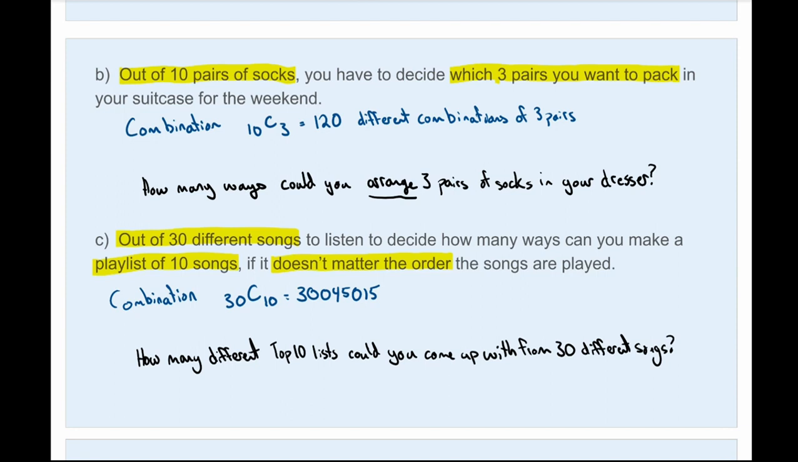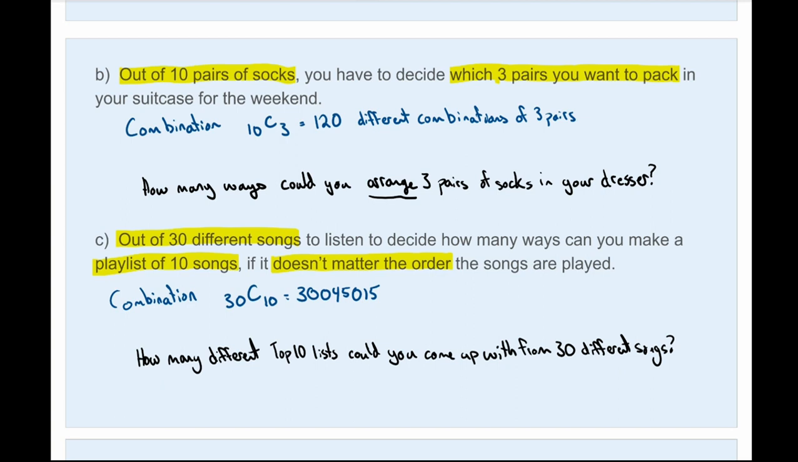So for C, this one was a little bit easier, but we should have realized that this is a combination. And the key thing is that it says out of the 30 different songs, we need to decide how many different playlists of 10 songs could we make if order does not matter. So if it ever says that order does not matter, that's a clear giveaway that it's a combination. In this case, we found that there was 30,045,015 different combinations of 10 songs.